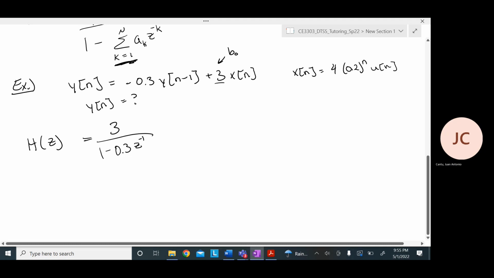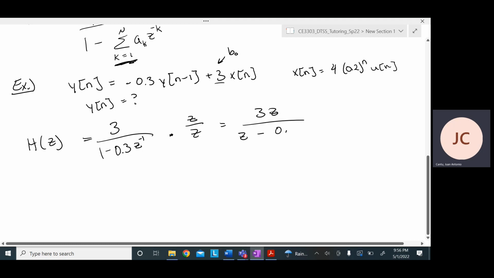And so, like I said before, let's get rid of these negative exponents. If we multiply by z over z, we'll get 3z over z minus 0.3. I'm sorry, this should definitely be a plus. Remember, we did 1 minus negative 0.3, so it should be 1 plus 0.3. We've got this here.